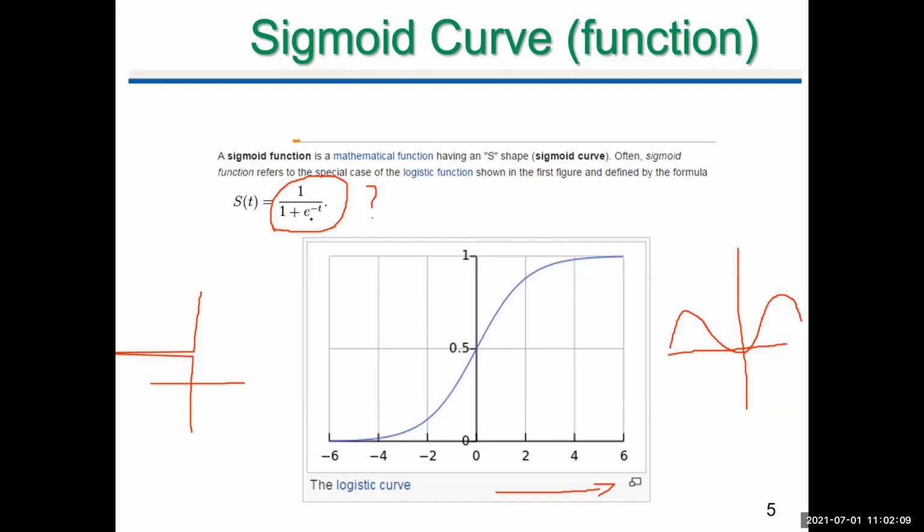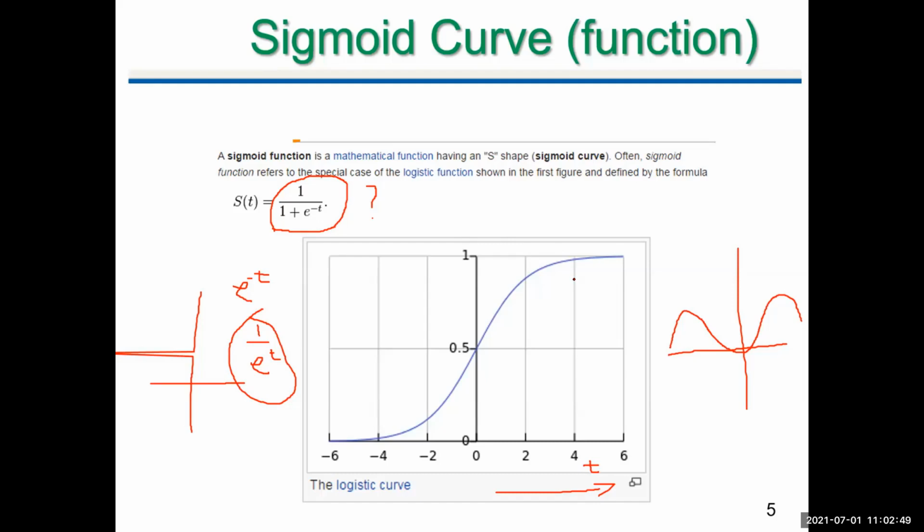Well, that's easy to see, because this part here, e to the negative t, what happens to that as t gets large? E to the negative t is 1 over e to the t. So as t gets large, this gets very, very large, and so the whole thing goes to 0. So this part just goes to 0, and we get 1 over 1. So it does get closer to 1.